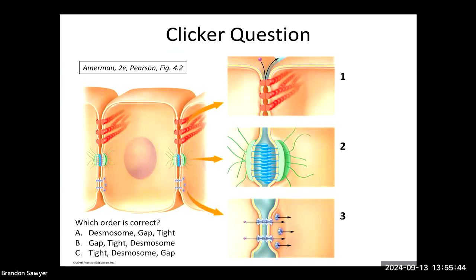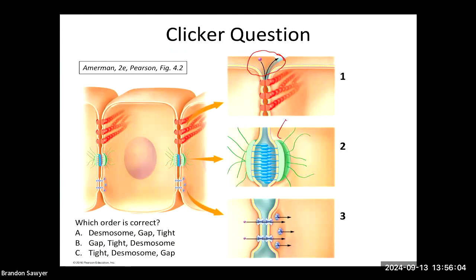So about 2/3 of you are saying C, about a quarter saying B, and a few saying A. So this first one here is kind of a giveaway because it looks like something's trying to get through and it can't. Right? So which one has the function of blocking things from getting through? Tight junctions, yeah. So we got that.